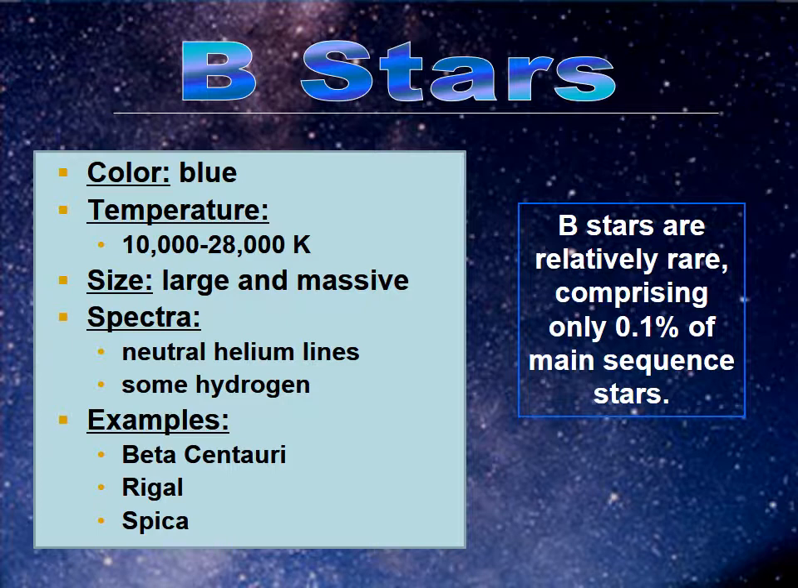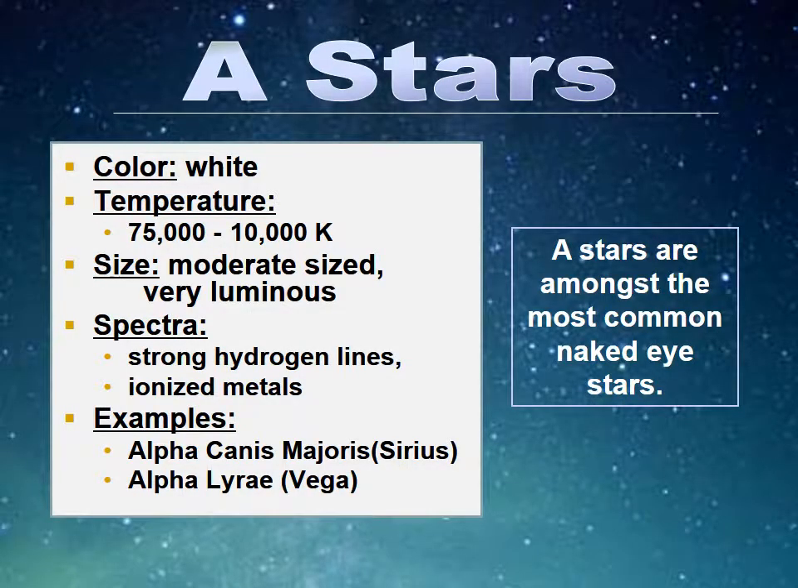B stars are very hot and bright, and large, and massive. They are very rare, and less than 1% of the main sequence stars are B stars. Rigel and Spica are easy to find in the night sky. These massive stars are short-lived compared to most main sequence stars. Most of the bright, visible stars in the night sky are A stars. Vega and Sirius are famous and easy to find. A stars are hot and short-lived.